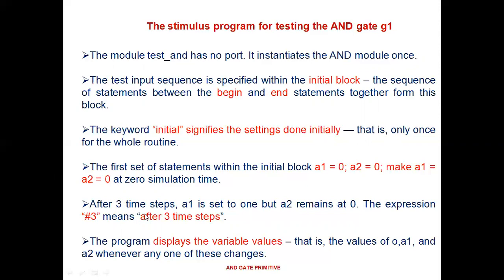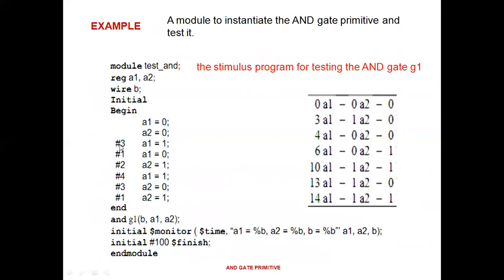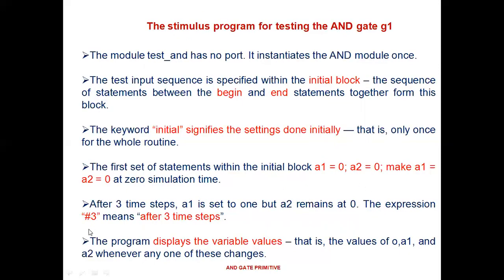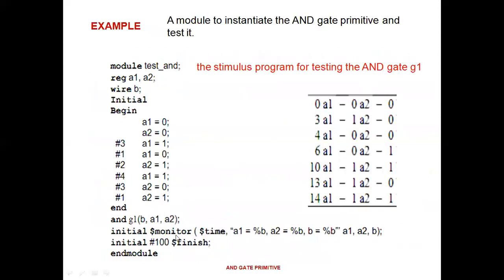Okay. Next, after 3 time steps, a1 is set to 1 but a2 remains at 0. Yes, after 3 time steps, a1 is set to 1, a2 remains at 0. So the expression #3 means what? Sorry, hash 3 means after 3 time steps. Next, the program displays the variable values, that is the values of output O, A1 and A2, whenever any one of these changes. That is nothing but your $monitor.